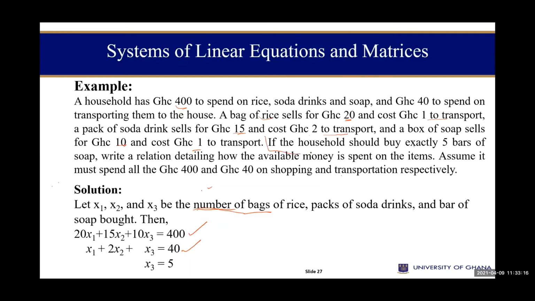Then there was another caveat, which wasn't a resource caveat, but a demand caveat. If the household should buy exactly 5 bars of soap, write a relationship. It means 5 bars or packs of soap is represented as X3. So exactly means that's what we are supposed to spend. So X3 is equal to 5. You can now ask your question if you have any. So this is our modeling.